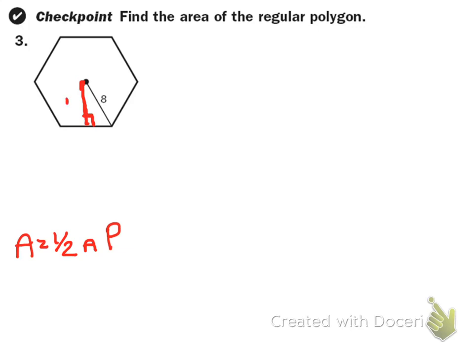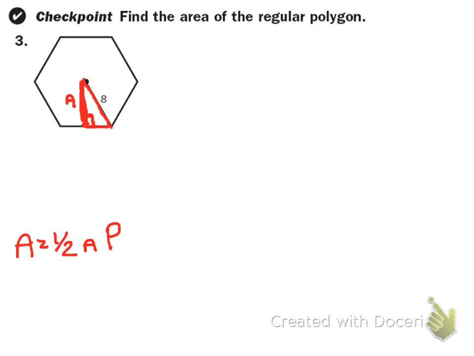We don't know the apothem. I'll label that with an A there. To find the apothem, we need to realize that what we have here is a right triangle. But on this right triangle, we only know one side, the hypotenuse. One side of a right triangle, remember, is not enough to solve a right triangle. To solve a right triangle, you either have to have two sides of the triangle, or you have to have one of the acute angles.